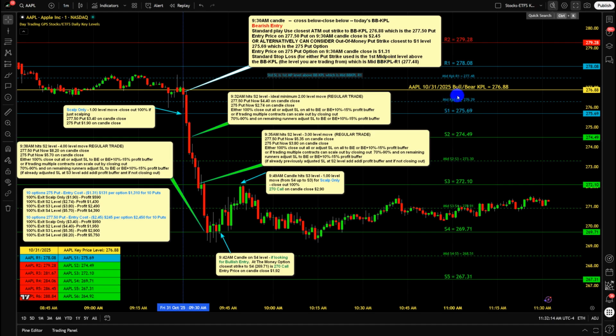So in this case, one level away in the direction we're trading, 275.69 is S1. That's the 275 put. The entry price on the 9:30 a.m. candle close on the 275 put is $1.31.